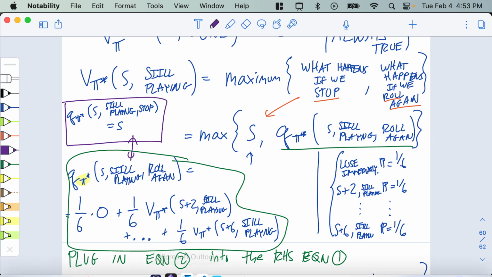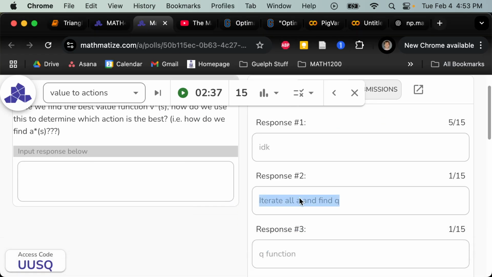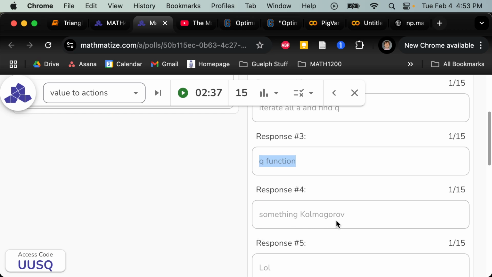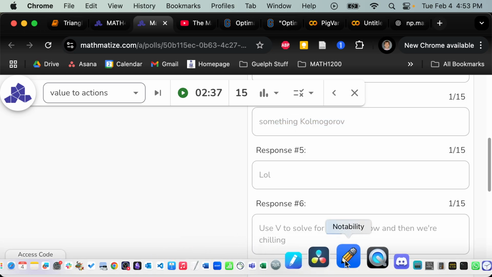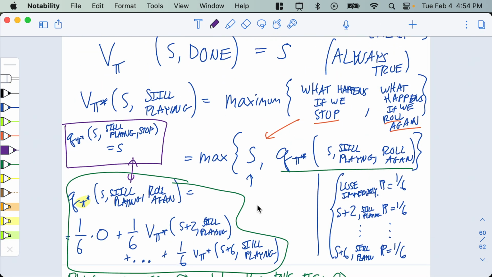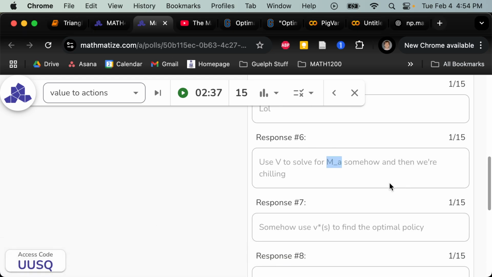Let's see if there were any other answers. Very nice answer. Q function. Yeah, okay, maybe that's what you're thinking of. Something Kolmogorov. Yeah. Use V to solve for what? MA. We know what MA is. MA is essentially baked into this rule over here, right? So the matrix M is the matrix that has a 1/6 on the +2 diagonal and a 1/6 on the +6 diagonal. The matrix M is baked into what happens with what probability. And all of this stuff over here is really the M roll again matrix, representing the M roll again matrix on the vector V. So we already used MA without writing it down explicitly, which is nice.